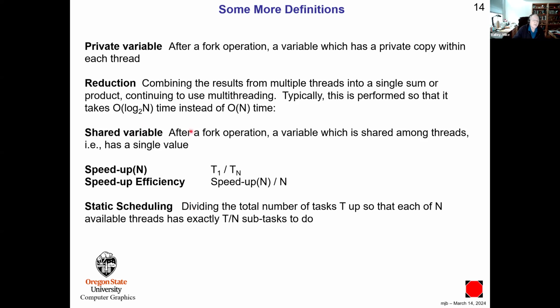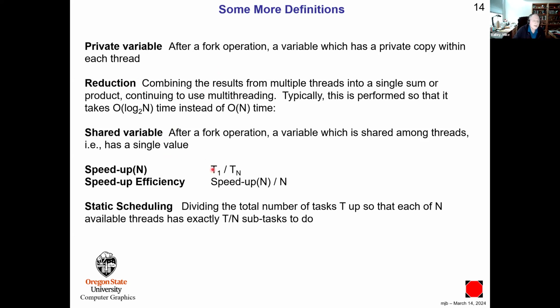A shared variable is a variable that gets shared among all the threads. If one thread writes it, they all see that changed value. A private variable is a variable that is local to each thread. If one thread writes to it, the other threads don't get to see it, because they've got their own copy. Reduction means combining results from multiple threads into a single sum. You'll see this in the trapezoid notes. Of course you will go look at it.